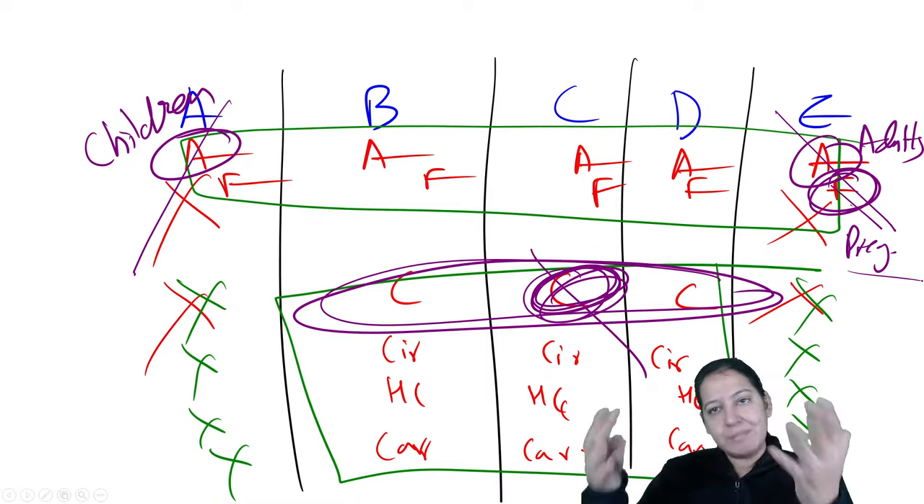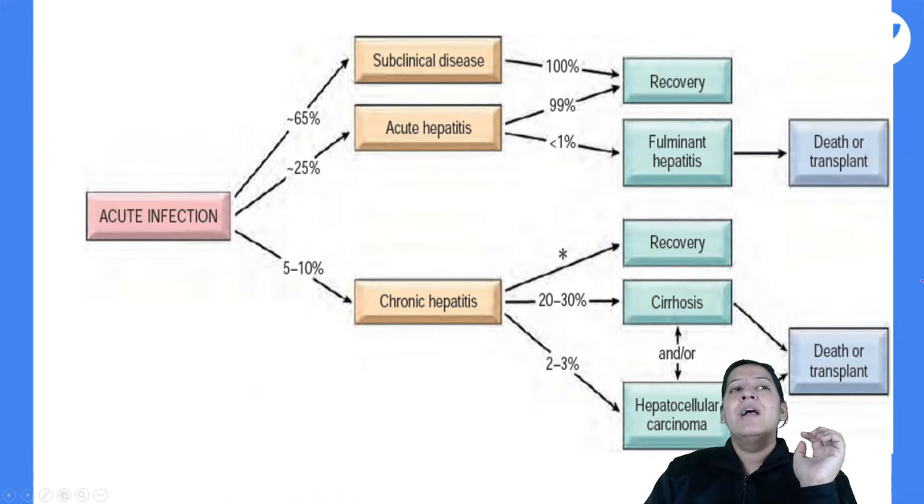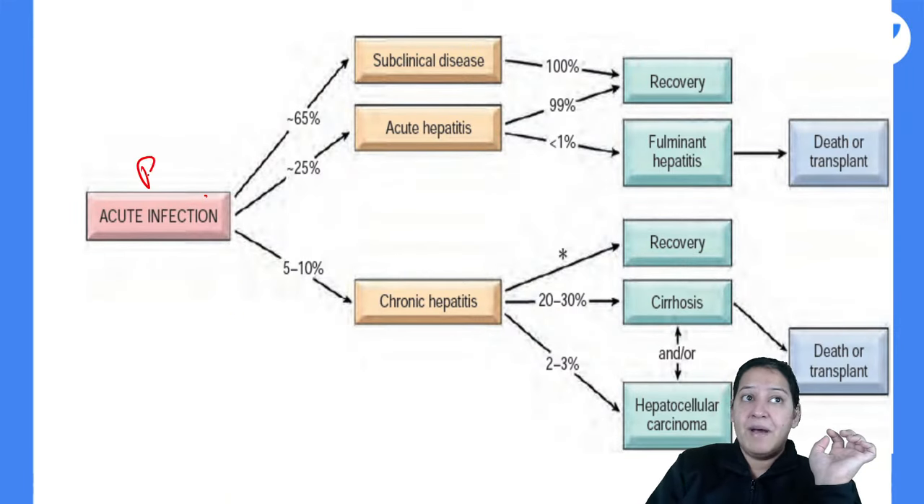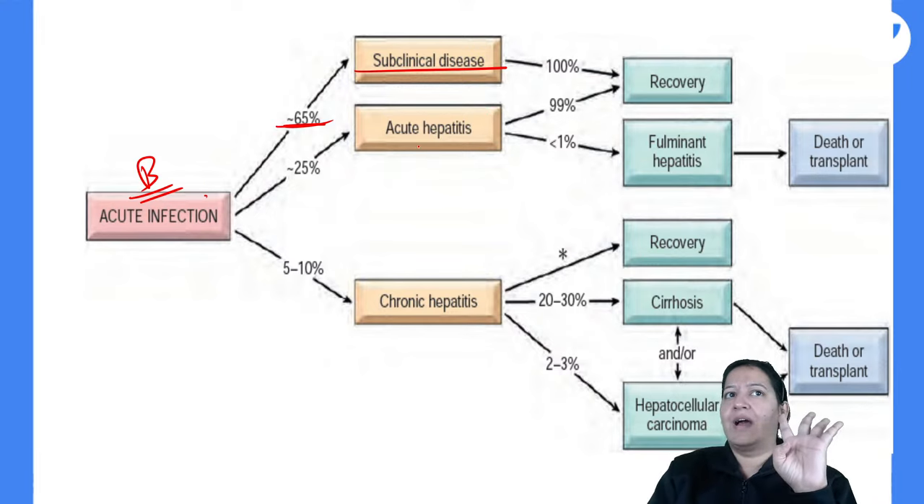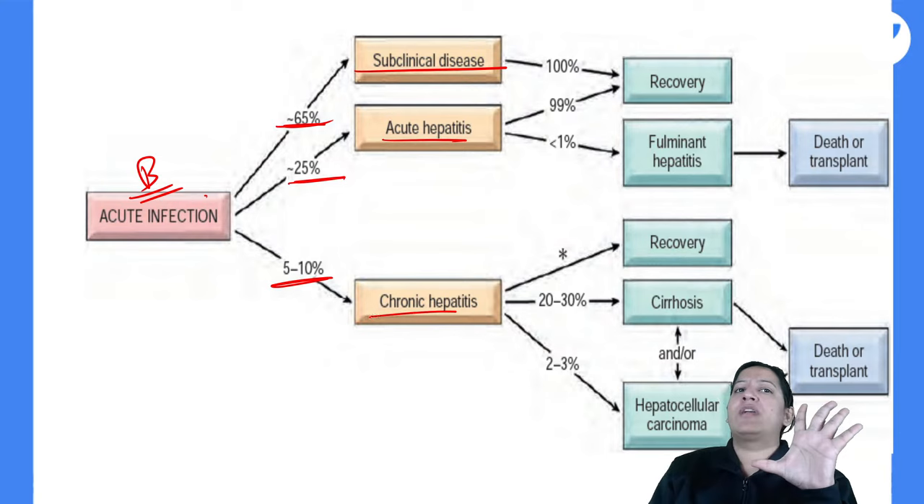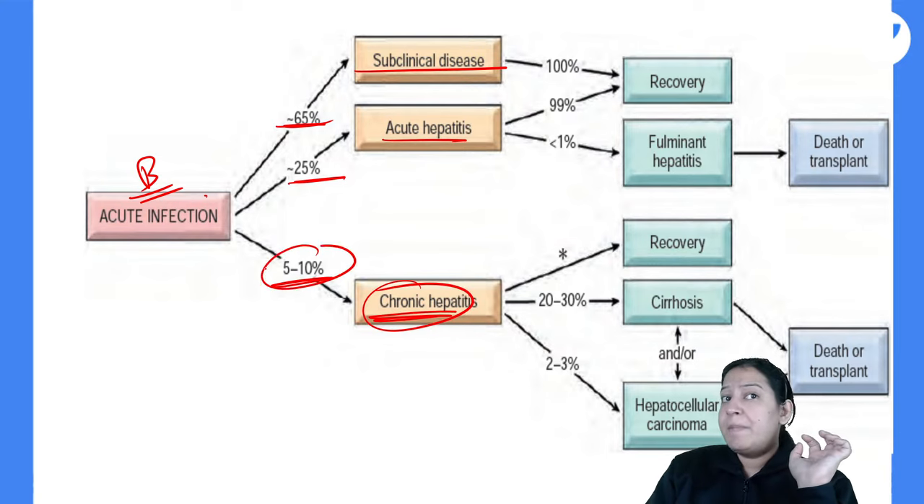So ye sab tumhare MCQs hain, right? So see here, if any person is having hepatitis B, hepatitis B ki baat chal rahi hai abhi, B sikha rahi hoon main. So 65% will be subclinical disease. Unko pata hi nahi chalega hepatitis B aake chala gaya. 25% will have acute disease and only 5% or 10% will have chronic. So chronicity ka percentage yaad rakho.